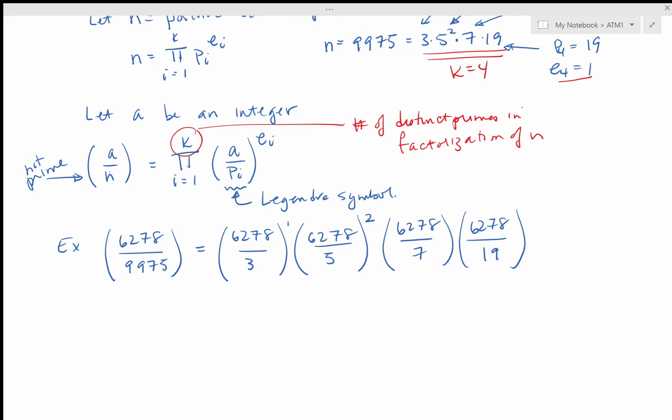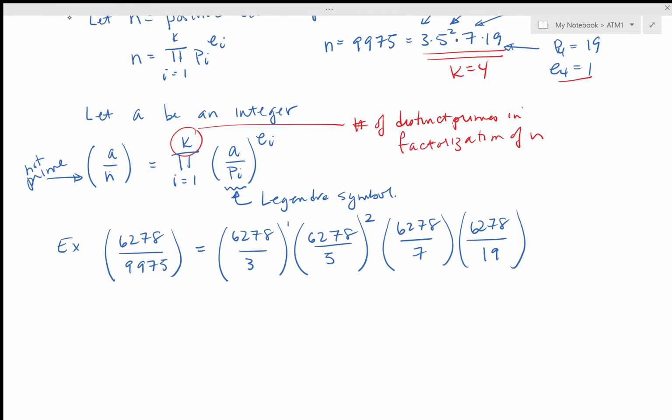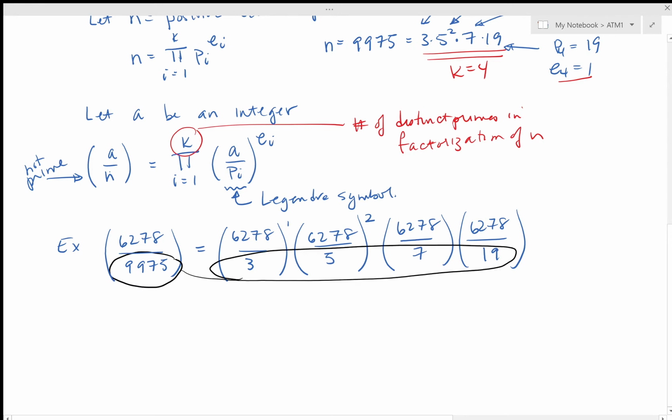Okay, so there's a few things here that we don't want to have to do, and in particular what we don't want to have to do is factor. The whole thing about RSA being secure is that it's difficult to factor large numbers, and we want to avoid that at all costs. And in finding a Jacobi symbol from the definition, we had to factor 9975 into its prime factors, and that could be a time-consuming proposition.